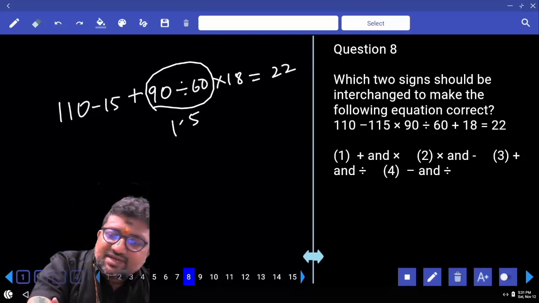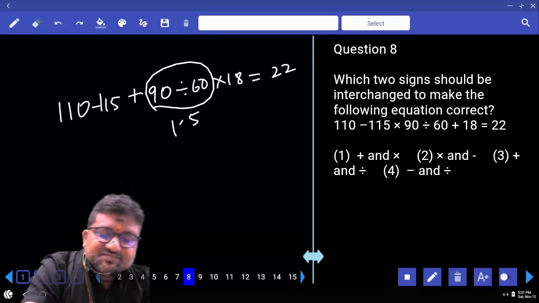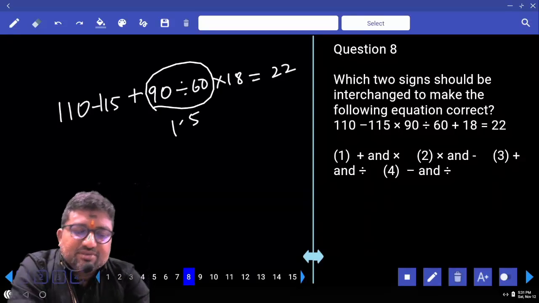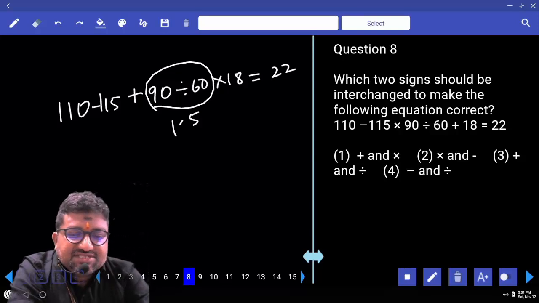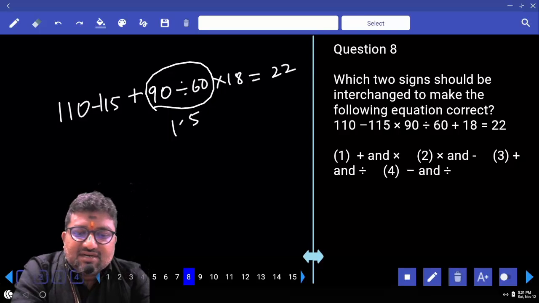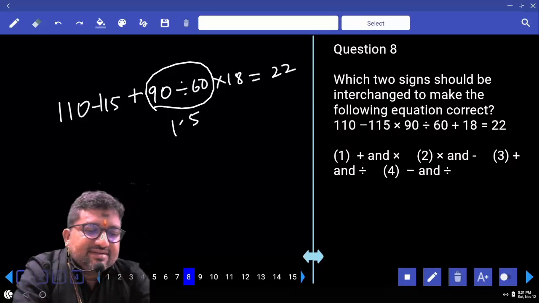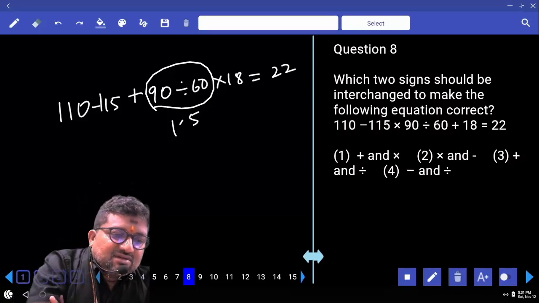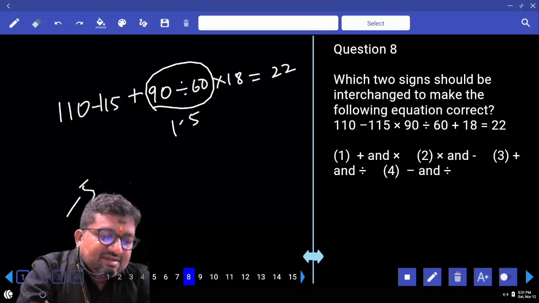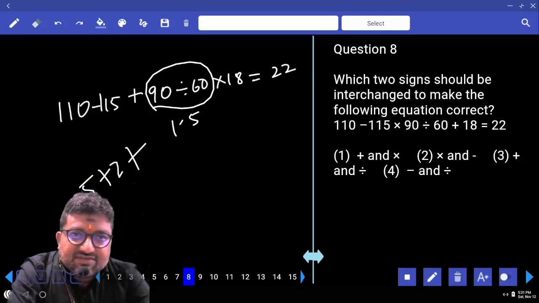Oh, sorry, 110 minus 115 plus 90 divided by 60 into 18. What is 90 divided by 60? 1.5. 1.5 into 18, how much? 27. So 110 minus 115 is minus 5 plus 27. Is it equal to 22? Done.